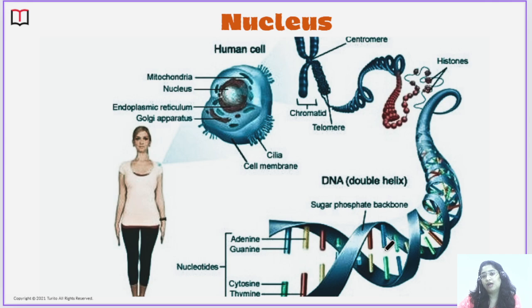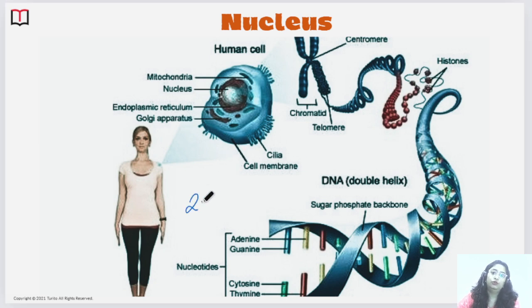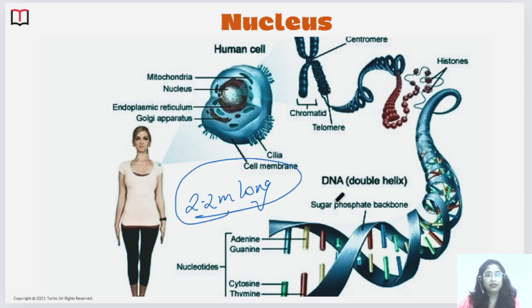But do you know how the genetic material is present? Basically, the DNA is 2.2 meters long. It's so long, but this much longer DNA is present inside the tiny nucleus. How is it present? It's present in a super coiled and condensed structure. So here is the DNA. DNA is made up of nucleotides, and proteins are there. These are the histone proteins.